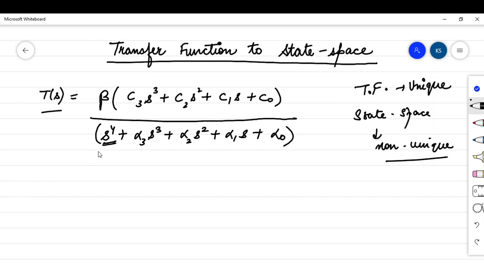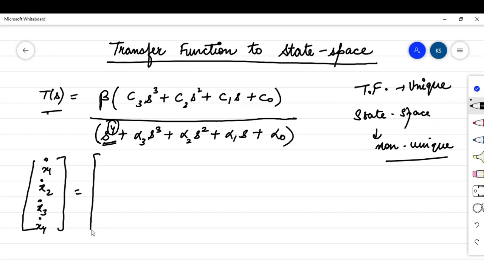as we know the order of the state space model is 4, means 4 state variables are needed to define a state space model. You just have to observe the order of the denominator of the transfer function. So we can see that 4 state variables are needed to define this. So we can represent it as x1 dot, x2 dot, x3 dot and x4 dot. Similarly, we can write it as here x1, x2, x3 and x4.